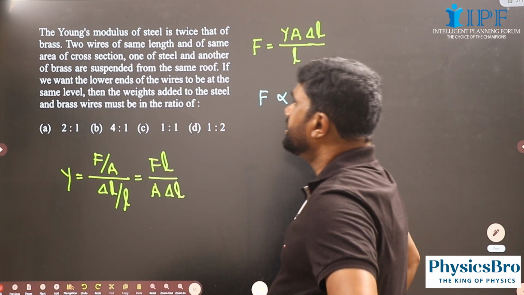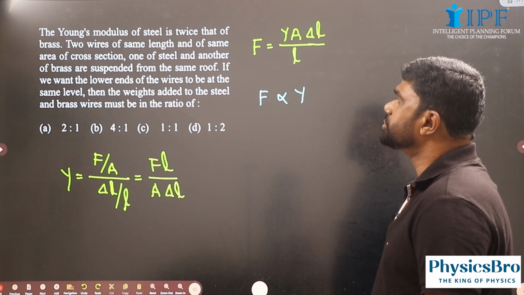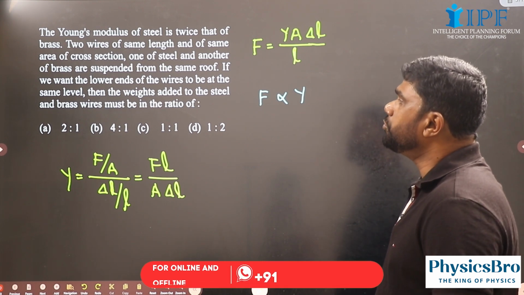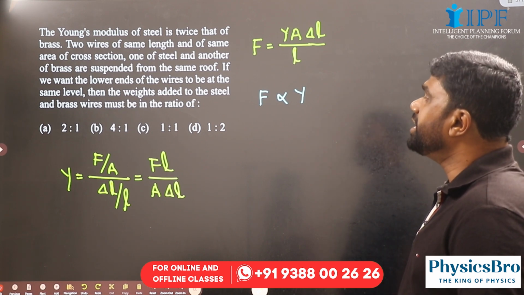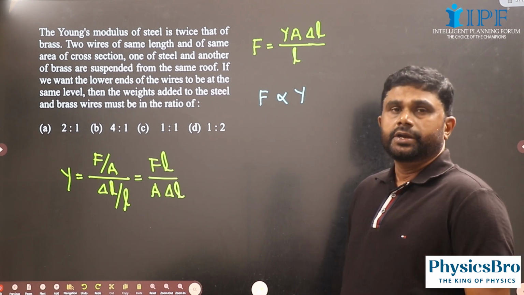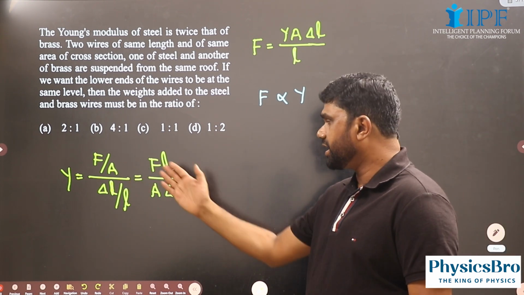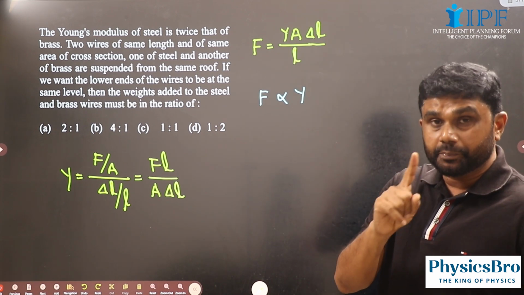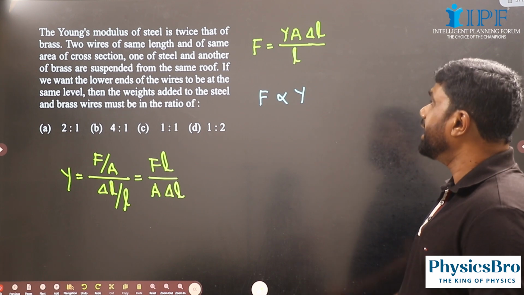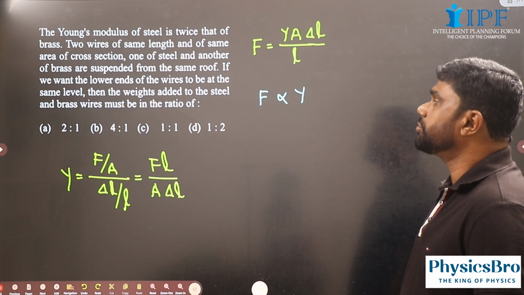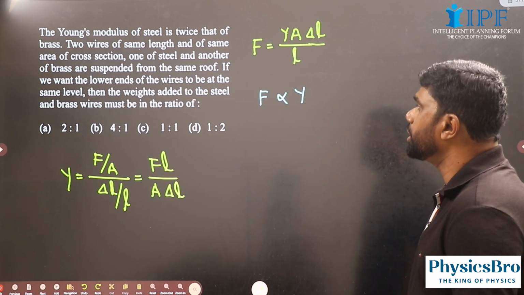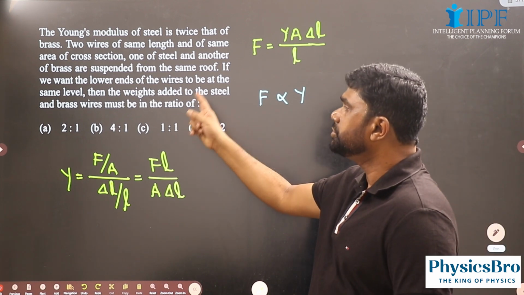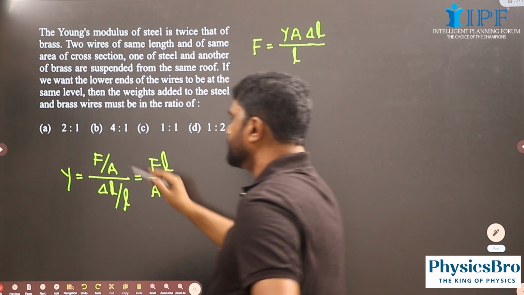Now let's see what we have next. The Young's modulus of steel is twice that of brass. Two wires of the same length and same area of cross section, one of steel and another of brass, are suspended from the same roof. If we want to lower the ends of the wires to be at the same level, then the weights added to the steel and brass wires must be in the ratio? Now see, Young's modulus is stress over strain, and we can write FL divided by A delta L, where L is the original length. So here we will get F equal to YA delta L by L. Here elongation produced in both the wires is the same, their cross-sectional areas are also the same, and the original length is also the same. So we can say the force required is directly proportional to Young's modulus. Young's modulus of steel is twice that of brass, so the weights added to steel and brass will be in the ratio 2:1. So it must be 2:1.